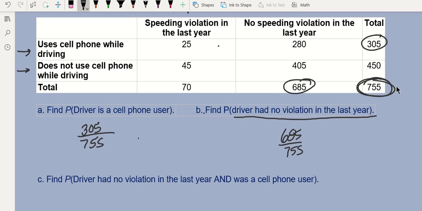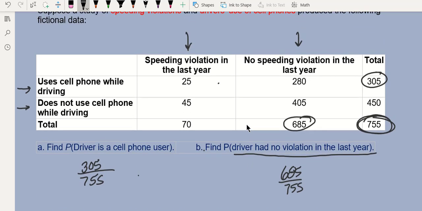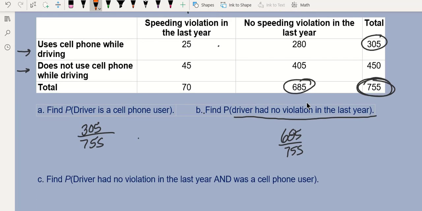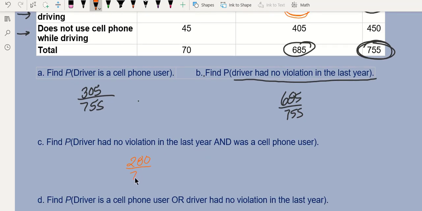Now, find the probability that the driver had no violation last year and was a cell phone user. So now I have to zero in and control a certain amount of information. I am looking for not only not having a speeding violation, which will be in this column here, but then I am also looking at who is a cell phone user. That pinpoints us right here to 280. So that will be 280 divided by 755, because again, we want to go by our grand total. That's a bad color to use, so I'm going to use a different one.